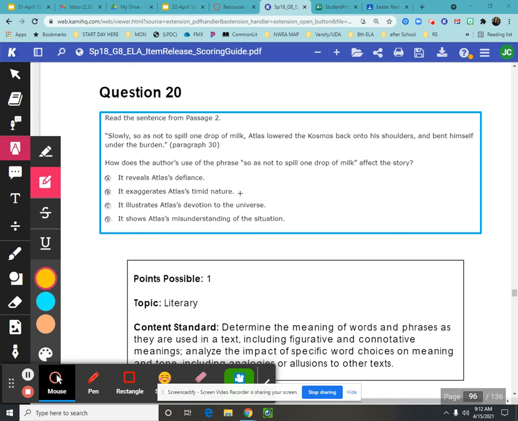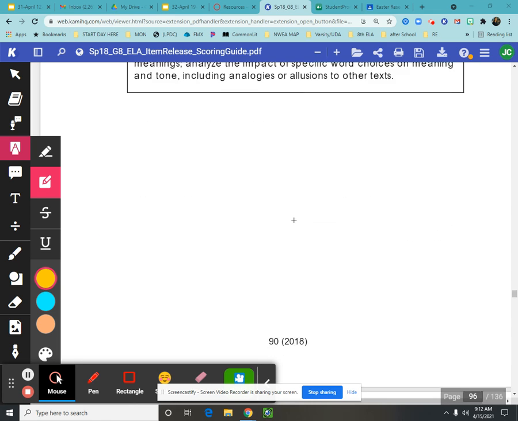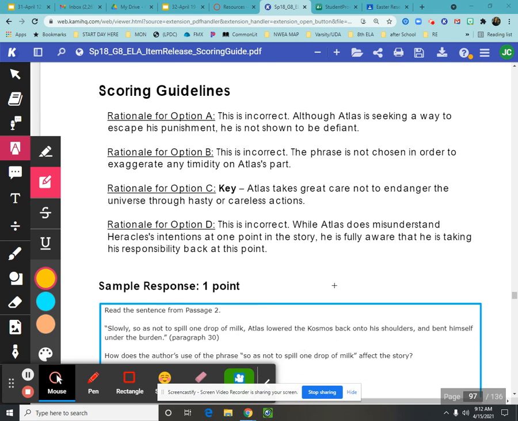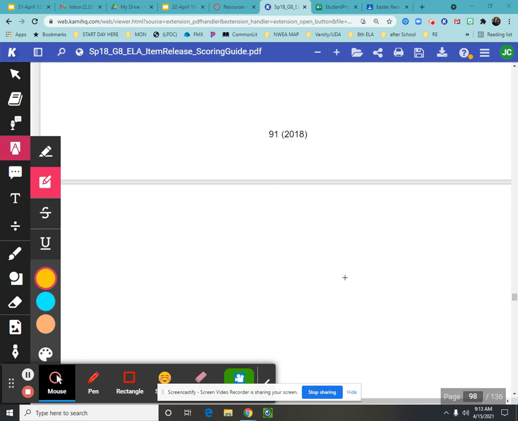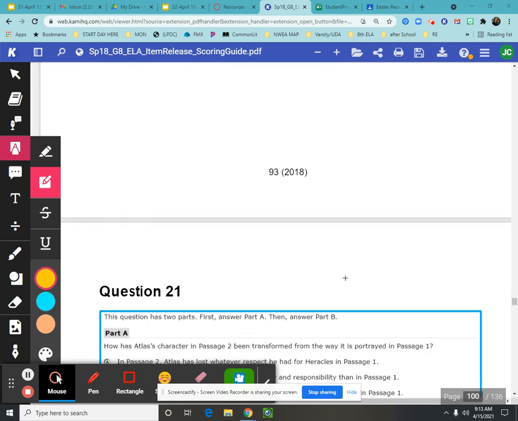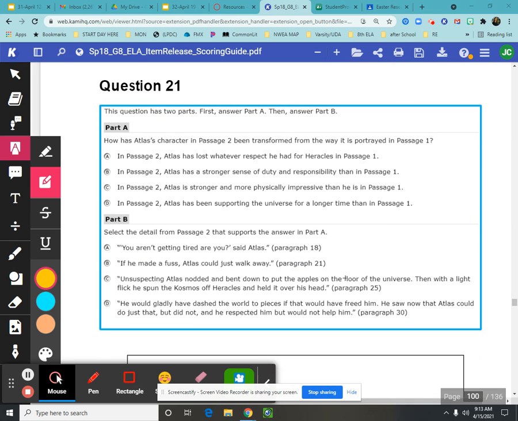B, it exaggerates Atlas's timid nature. C, it illustrates Atlas's devotion to the universe. Got some C's. Or D, it shows Atlas's misunderstanding of the situation. It is C. Atlas takes great care not to endanger the universe through hasty or careless actions. Another 2 pointers. This is the last one. This is the last one of this one because the other one was the essay, correct?